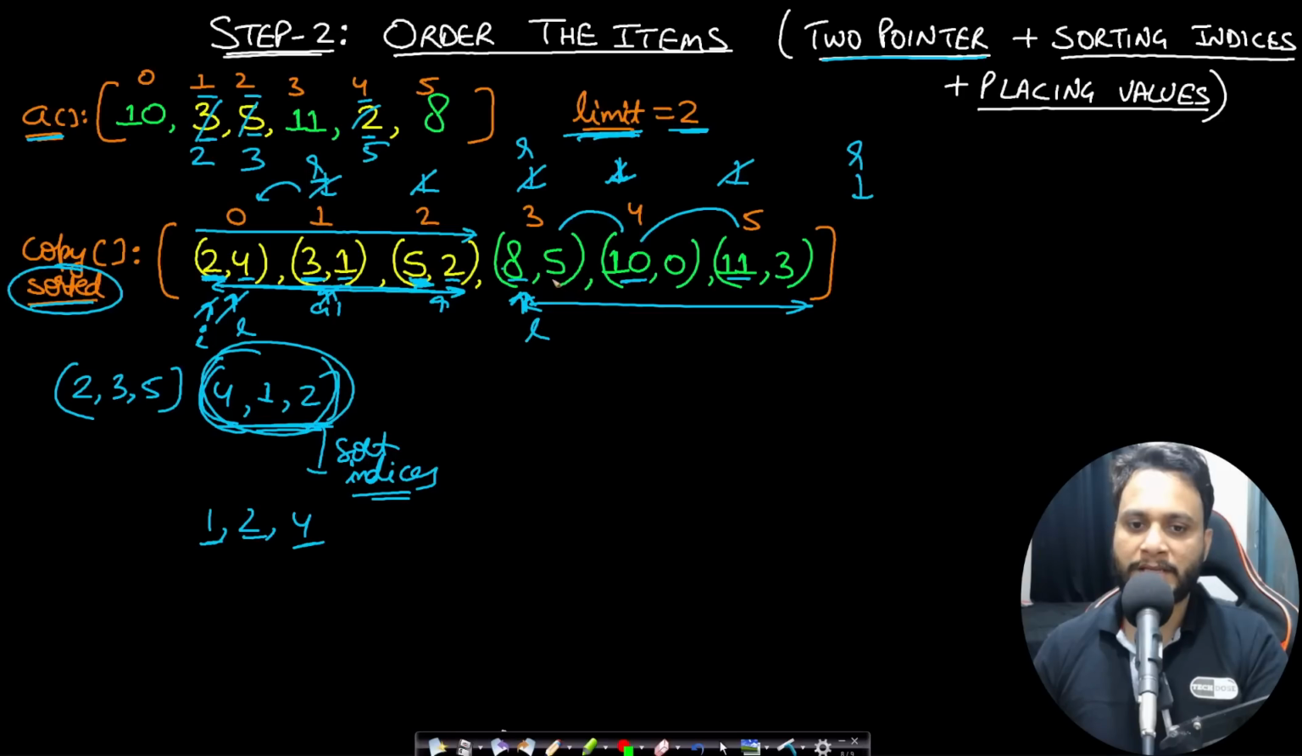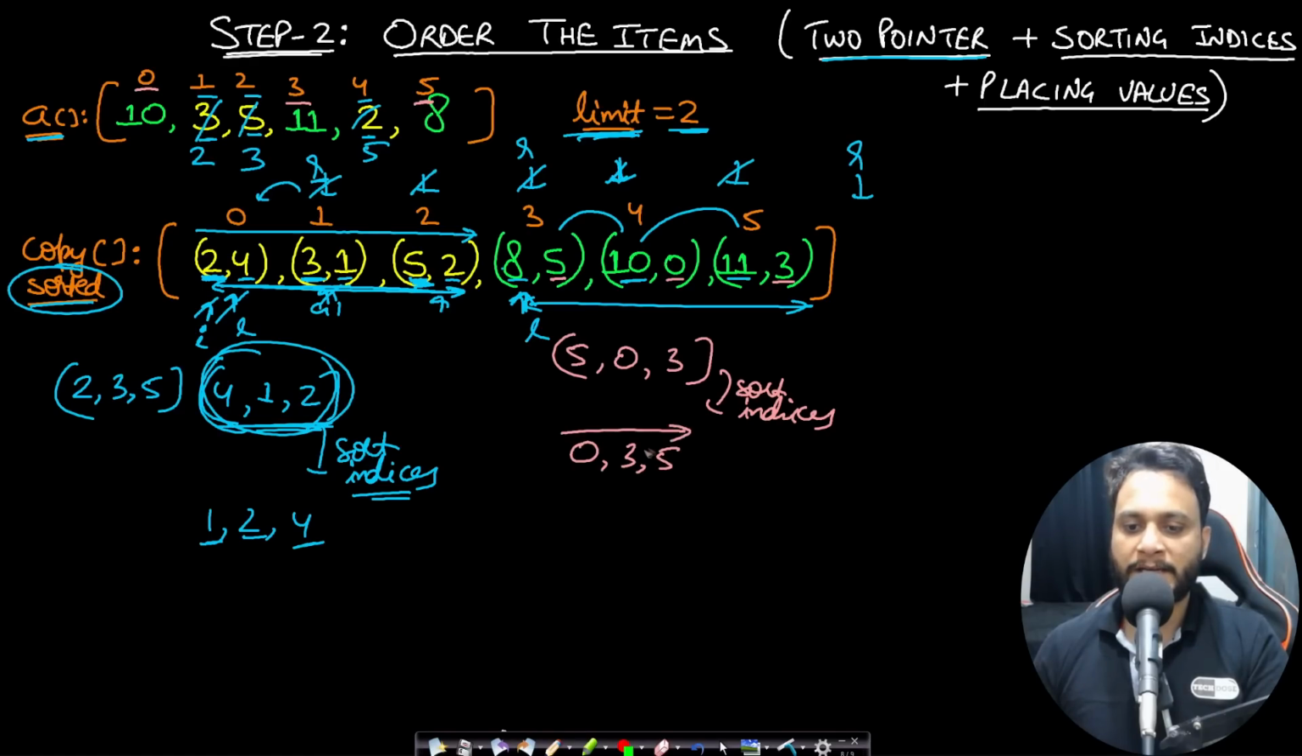Again you have to just take out the indices 5, 0, 3, and you know that these are the indices at which the group items are present. So you need to sort all the indices. So you will get 0, 3, 5. So you exactly get the left to right ordering of the group elements.